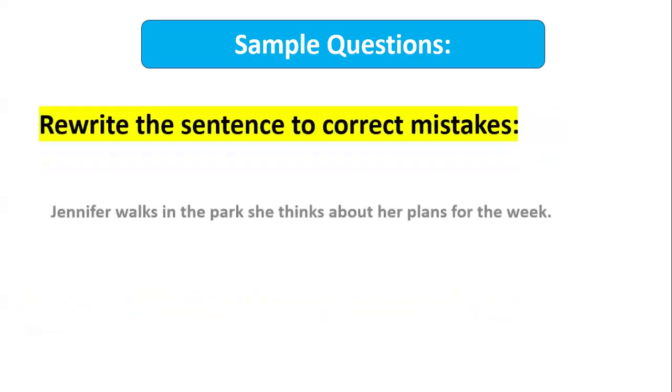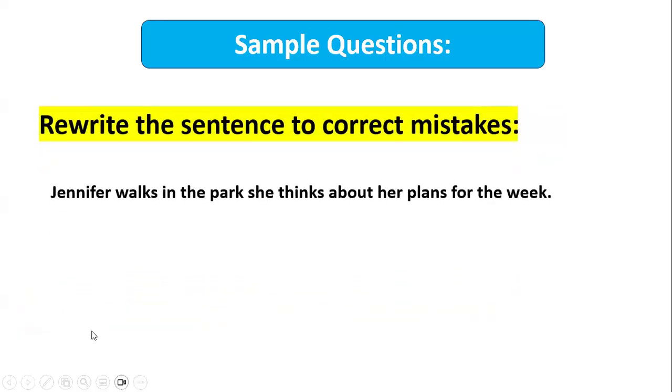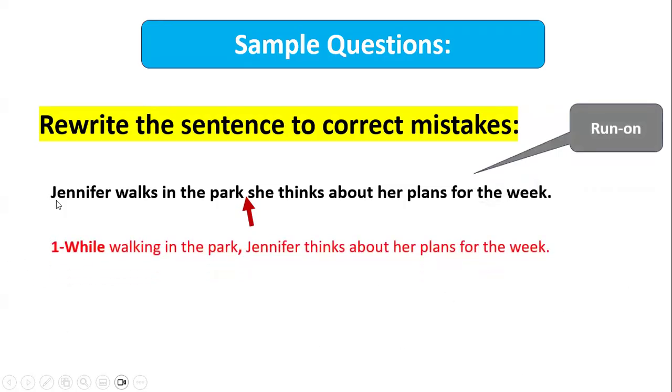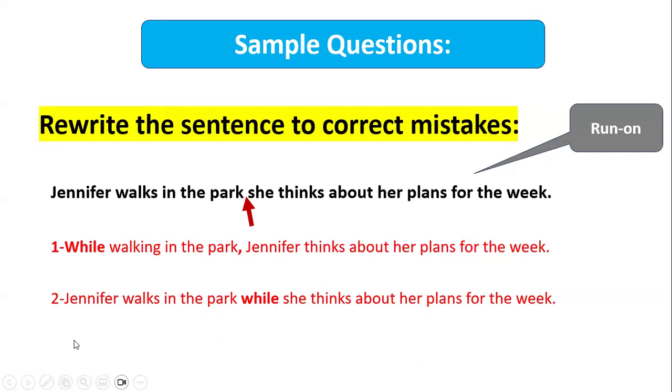Another one. Jennifer walks in the park. She thinks about her plans for the week. I see no punctuation marks here separating. There's a missing punctuation mark, so this is a run-on sentence. And the solution is to use the linking word while. While walking in the park, Jennifer thinks about her plans for the week. Or I can use while here in the middle: Jennifer walks in the park while thinking about her plans for the week.